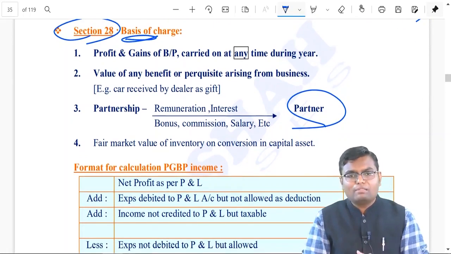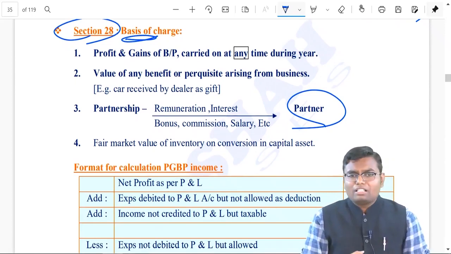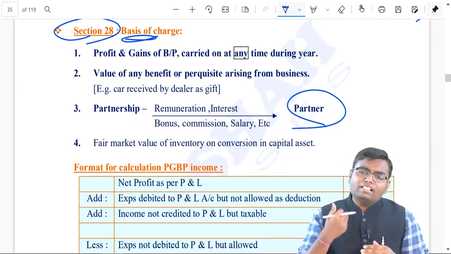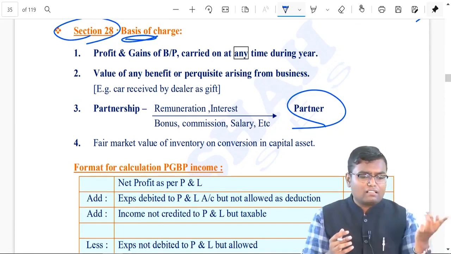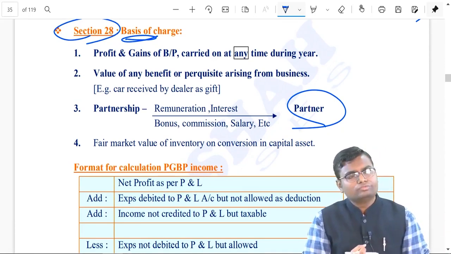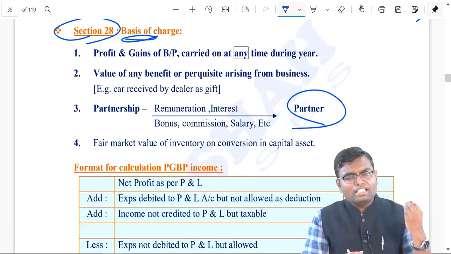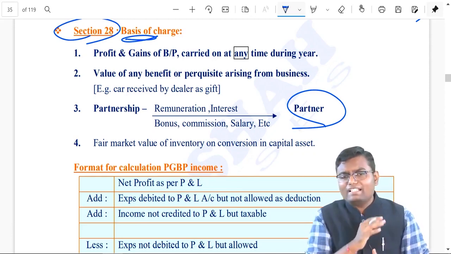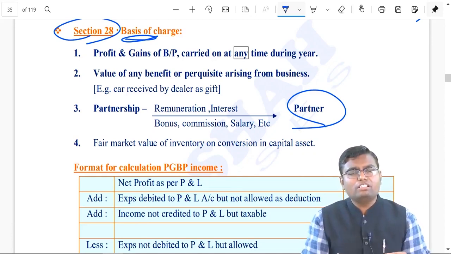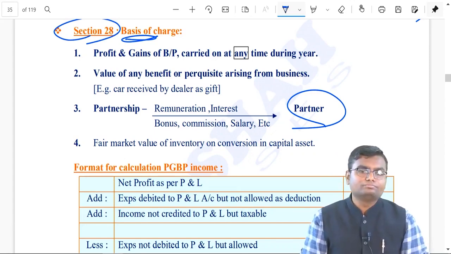Any kind of things that you are receiving from a partnership firm, as a partner, it will always be taxable under the head PGBP. And last but not the least, if you have inventory, you are converting it into your capital asset, the reverse case being capital gain. You have an inventory, you are converting it into a capital asset, then on that date, whatever is the fair market value, it will become your deemed PGBP income.